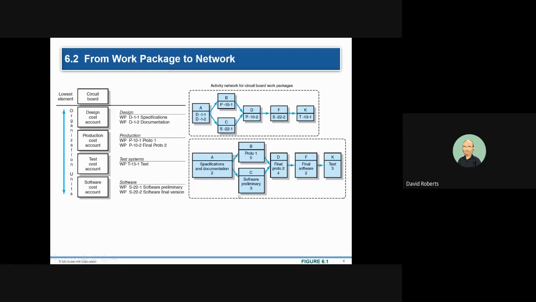We have a network diagram, and we have various activities. You can see specifications, documentation, proto 1, the final proto, the prototypes, the testing, the software, and then the final version. So this is a very rudimentary way of looking at it. You can see from the network diagram that B and C can be done at the same time, concurrently. So you can do proto 1 and preliminary software at the same time. But you can't do D until both B and C are done. That's how you read the chart.